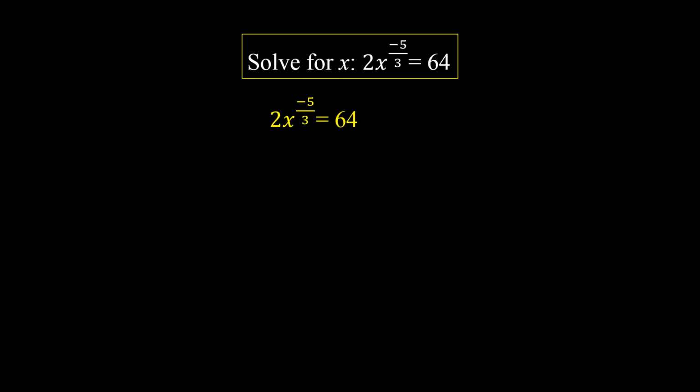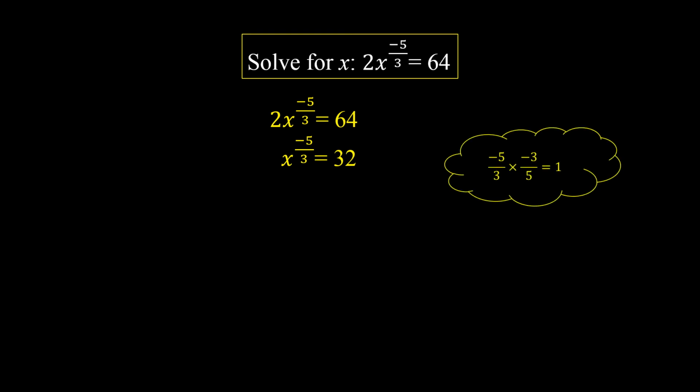Divide both sides by 2. We get x to the power negative 5 over 3 equal to 32. We need x to the power 1, or x. How to change the exponent now? We know that minus 5 over 3 times minus 3 over 5 will give us 1. So we take the power on both sides: x to the power minus 5 over 3, to the power minus 3 over 5, on both sides.